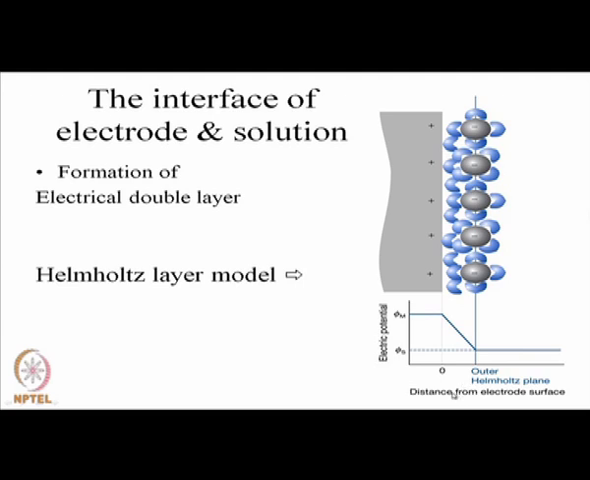It is as if, when the metal is dipped into solution, it loses electrons, and those electrons are gained by the solution. Therefore the metal gains a positive potential and the solution gains a negative potential. So this is the pictorial representation of that.